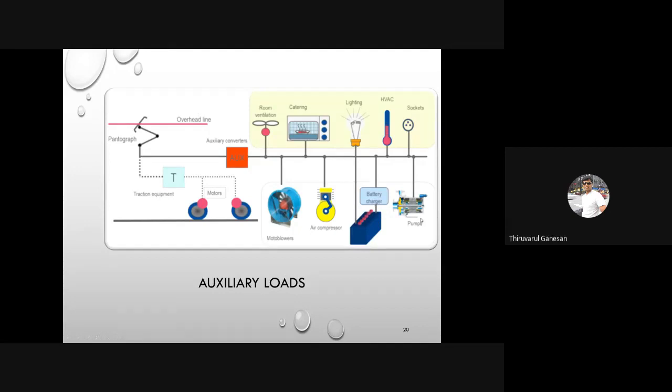It will be used to cool down your IGBT system and other applications. Maybe also a transformer oil cooling system, depending on the application, whether it's a metro or a locomotive. So this is a brief about auxiliary loads in rolling stock applications.